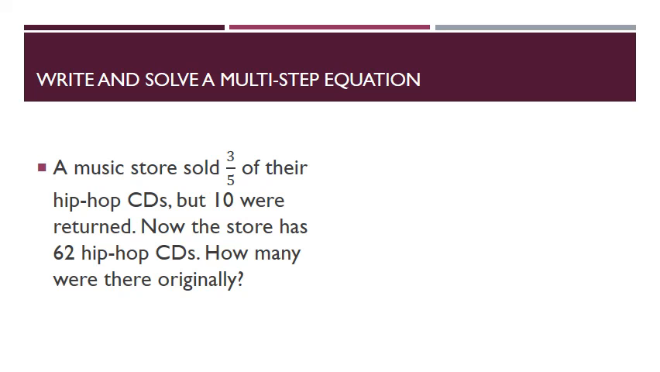A music store sold 3/5 of their hip hop CDs, but 10 were returned. Now the store has 62 hip hop CDs. How many were there originally? Well, let's start by defining a variable. Let's say that C equals the number of original CDs.